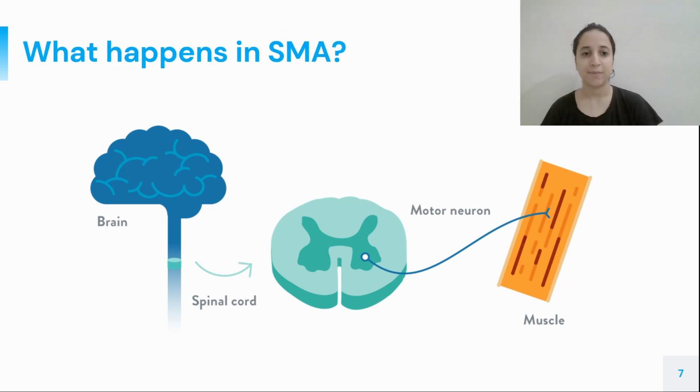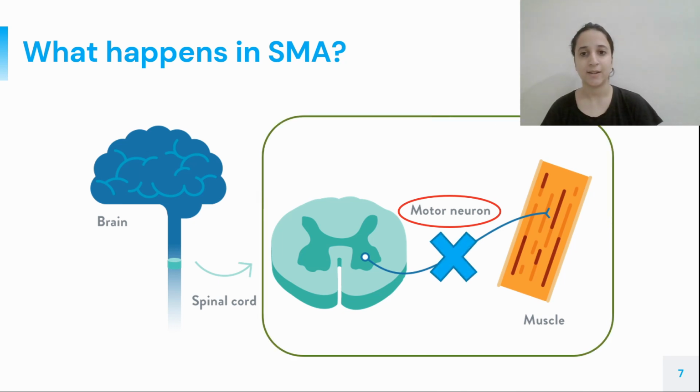So what happens in SMA? In an individual who is affected with SMA, the brain again conveys the signal to the spinal cord, but as we discussed earlier, it is a motor neuron disease. So there is a problem with the motor neuron, that is, they are damaged. Thus, the motor neurons are not able to convey the signal to the muscles, and thus the process highlighted here is affected, it is not carried out. Our muscles do not receive the signal and thus are unable to move, and this results in their progressive degeneration.